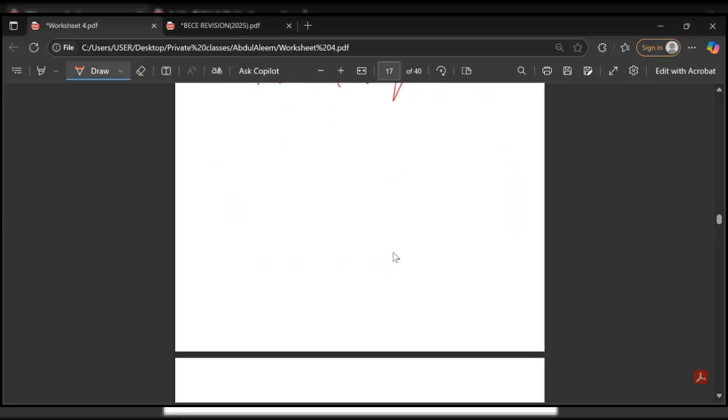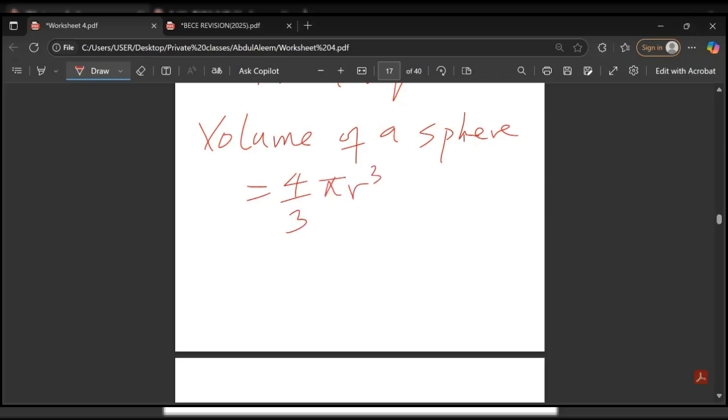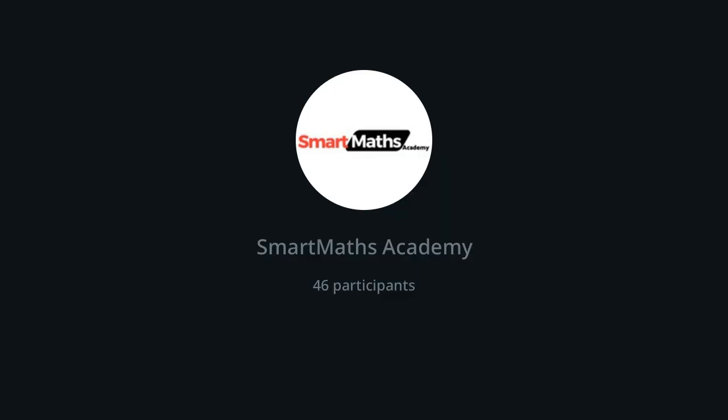So the first question we have here is the volume of a sphere. You know, a sphere is like a ball. So the volume is 4/3 pi r cubed. The radius is given to be 6. That will be 4/3 times pi, which is 22/7, times the radius, that is 6 times 6 times 6.